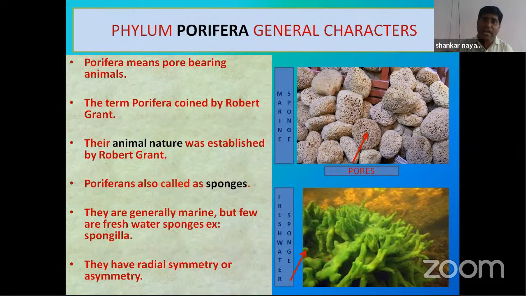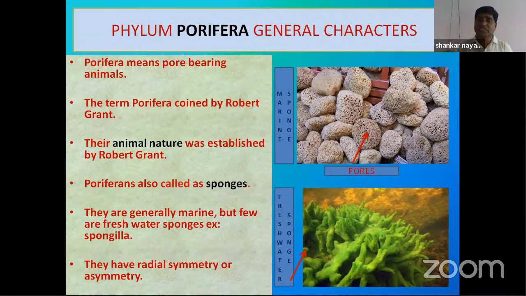The term Porifera was coined by Robert Grant. For the first time, this term was used by Robert Grant. Their animal nature was also established by Robert Grant. Earlier, most of us believed that poriferans are plants, because most of the poriferans cannot move and they look like plants. So for the first time, their animal nature was established by Robert Grant.